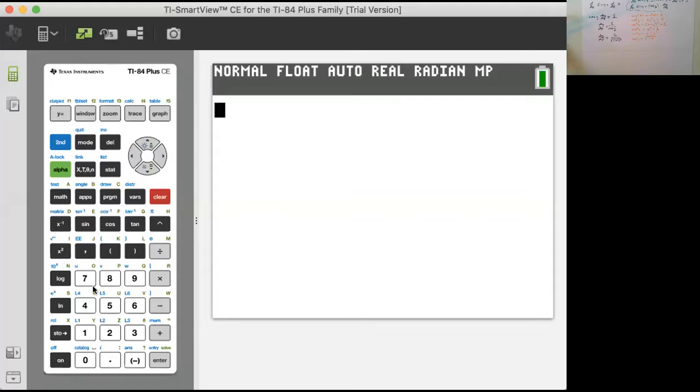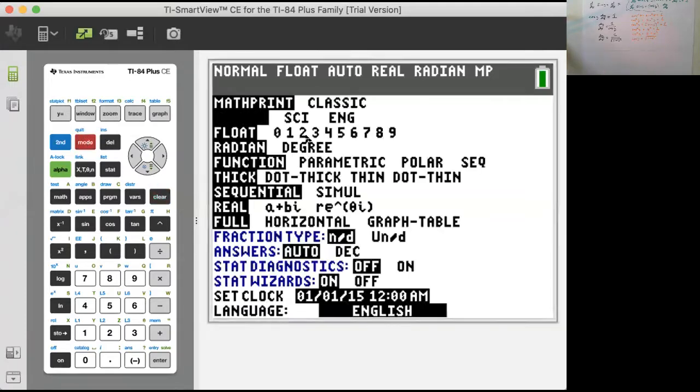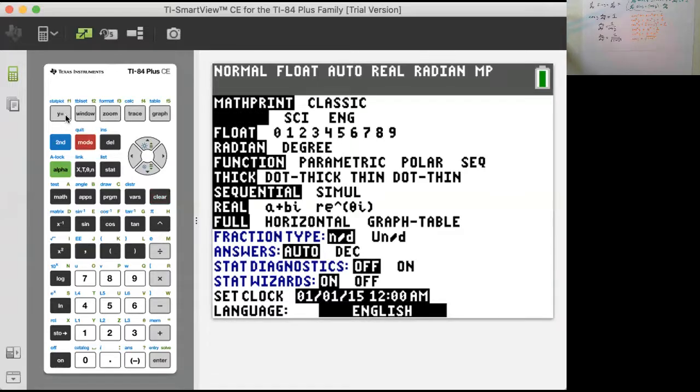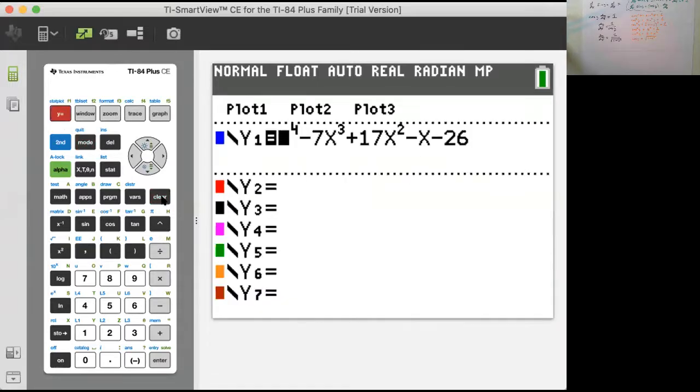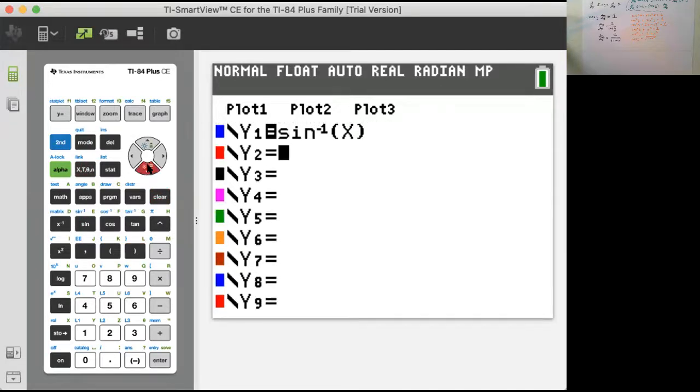Graphing calculator is here, and I want to look at the derivative of inverse sine of x. Make sure you are in radian mode. Mode radian is good. Y equals inverse sine, which you'll notice is here. Second sine is inverse sine of x. And I want to take a look at its derivative. How do I graph its derivative?